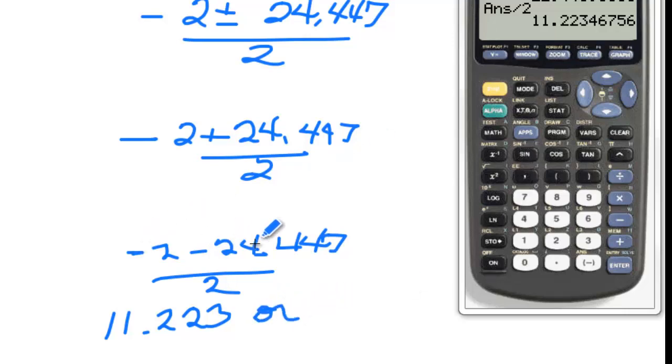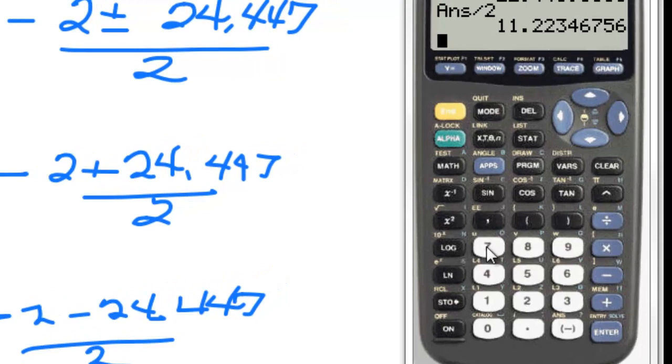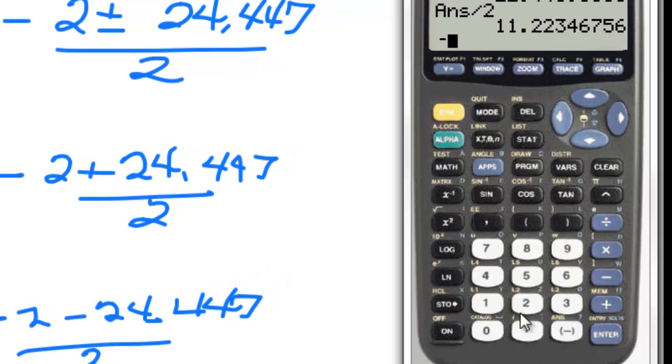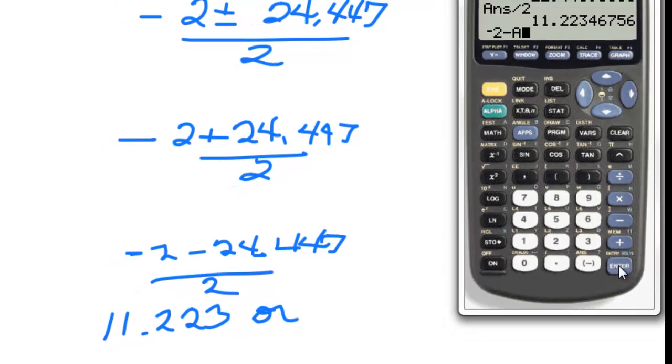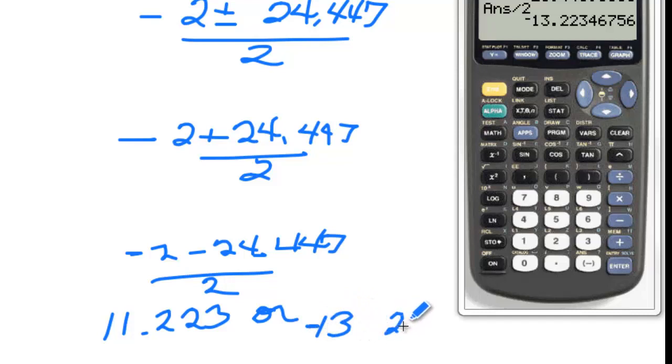And I want negative 2 minus that 24 that we stored in a. So negative 2 minus alpha a equals, divide that answer by 2, and we get our second value. Negative 13.223.